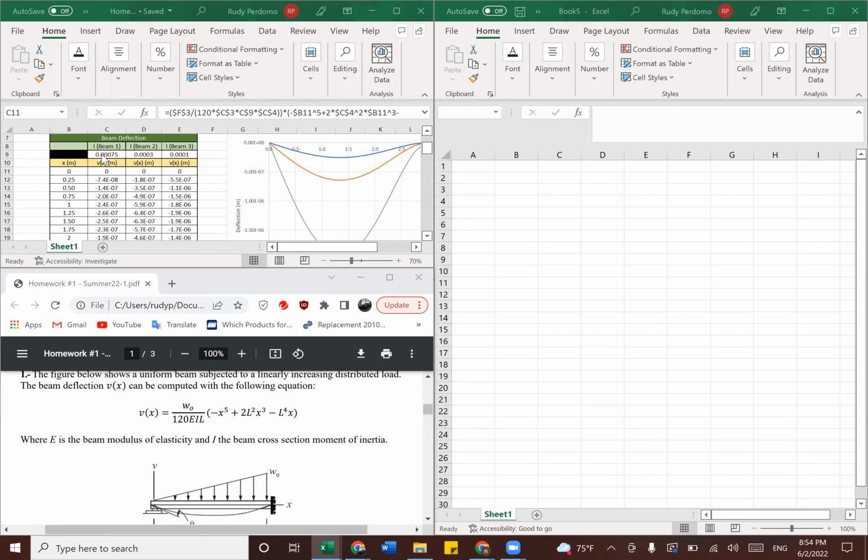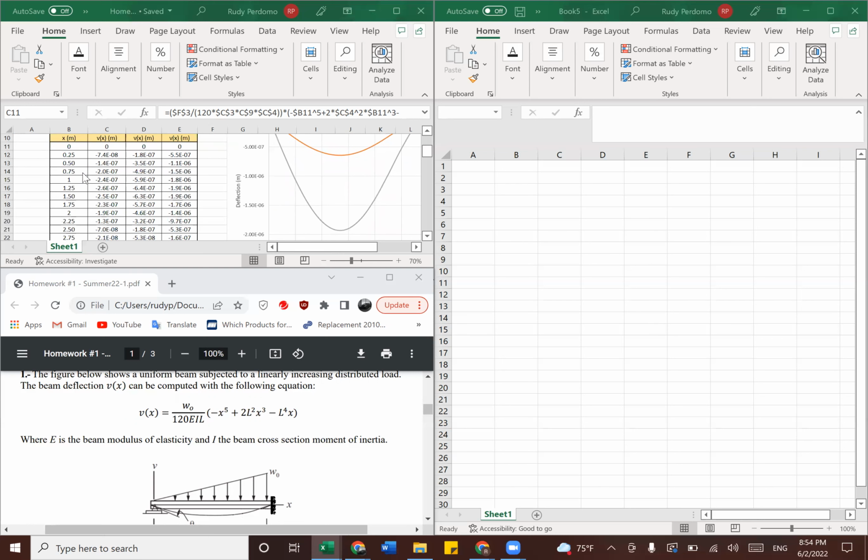So for beam one and an I value of 0.00075, and then 0.0003, and 0.001 for beam three. So they want it to go from an x value of 0 to an x value of 3. And I think the professor said she wanted at least 10 points. So I think we have 12 or 13 here.